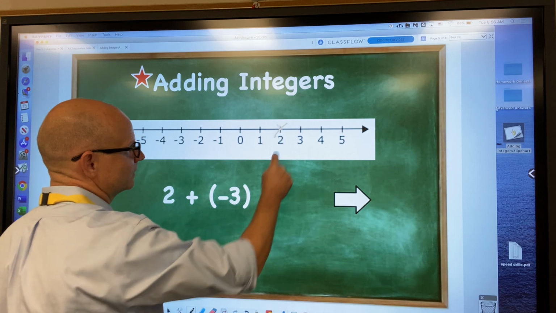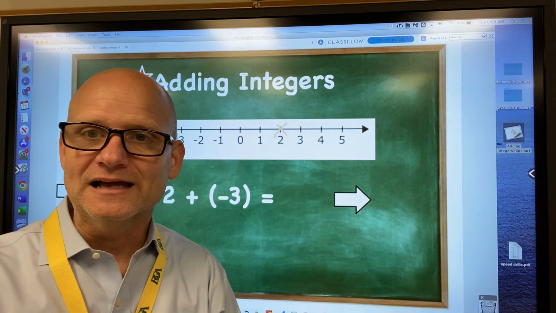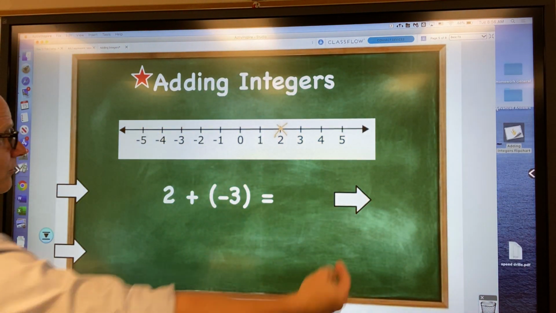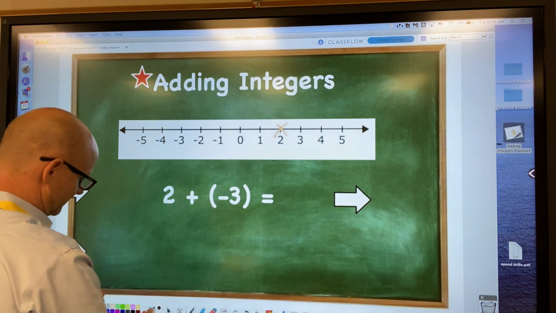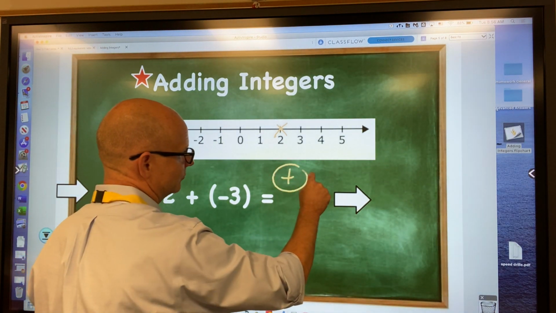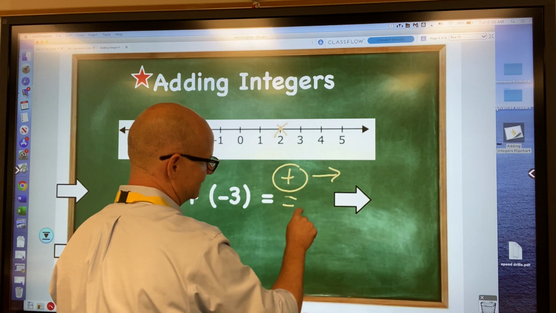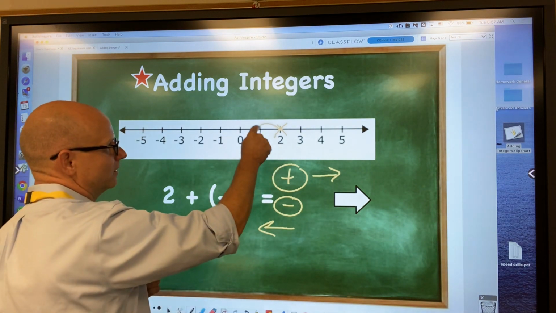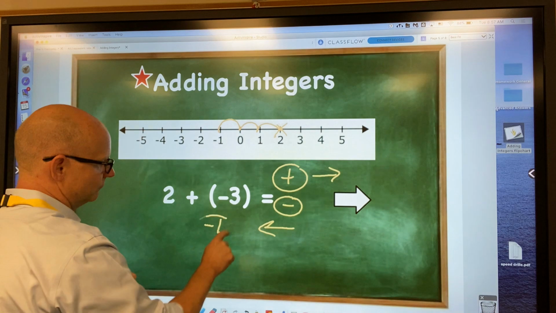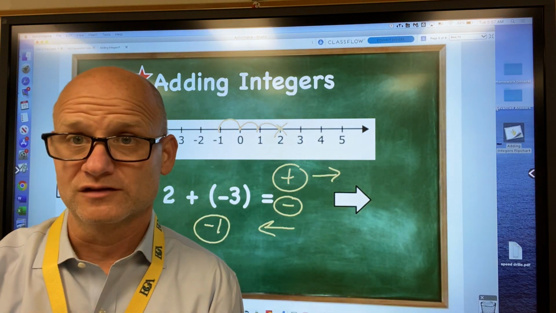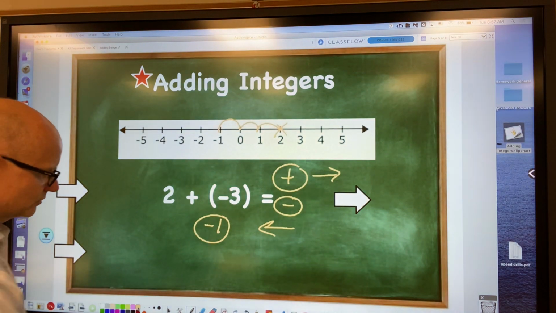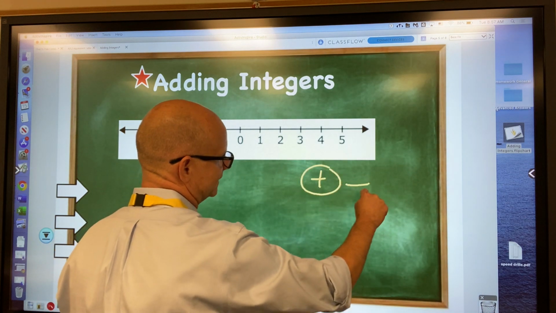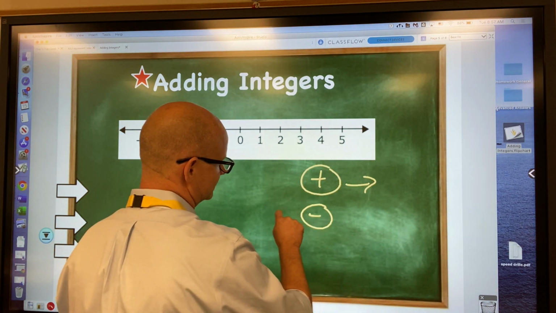Well, again, I have 2. But if I'm adding a positive 3, I'm going to the right. If I'm adding a negative 3, I'm going to the left. If I'm adding a positive, you're going to the right. If I'm adding a negative, you're going to the left. So I'm starting here and I'm going 3 places to the left, 1, 2, 3. So the answer would be negative 1. 2 plus negative 3 is negative 1. Let's just talk about that one more time. Remember, if you're adding a positive, you're going to the right. And if you're adding a negative, you're going to the left.